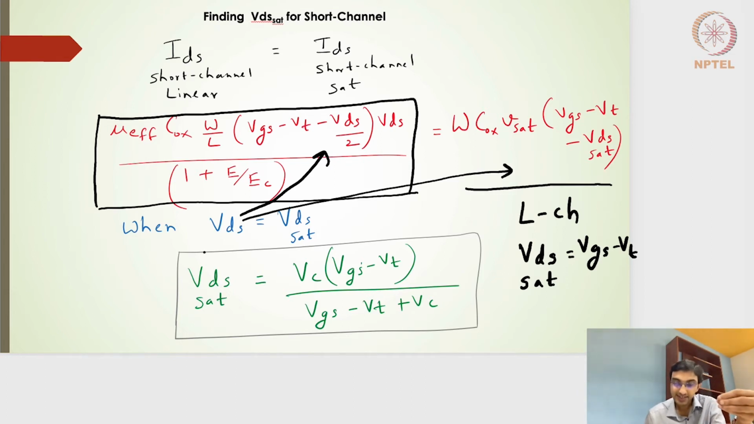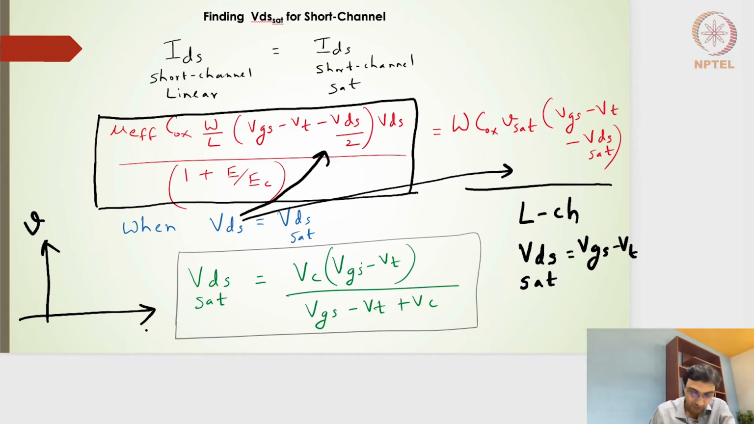a parallel combination of VC and VGS minus VT, where VC is the critical voltage. If I draw the profile of the velocity, and the profile of the electric field, the lateral electric field EDS, remember it is not a vertical electric field, it is still the lateral. Vertical electric field is nothing but gate to source. The lateral electric field is the drain to source.